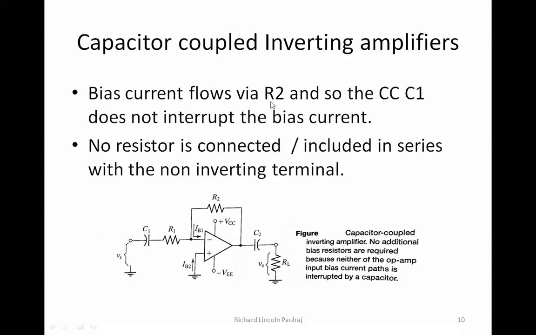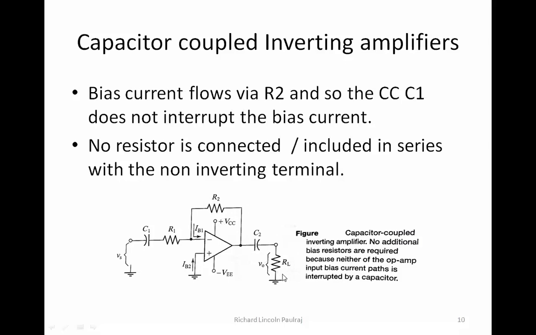Yeah. Bias current flows via R2, and so the coupling capacitor C1 does not interrupt the bias current. So the bias current is not interrupted by C1 because I'm getting the bias current after the capacitor, and this is getting generated from R2. No resistor is connected or included in series with the non-inverting terminal. Why? The reason why we were including the resistor is because we just need a bias current. Now that bias current is fulfilled by R2, so I don't have to include an additional resistor here in the non-inverting terminal, right? So as usual, C2 remains here and RL.